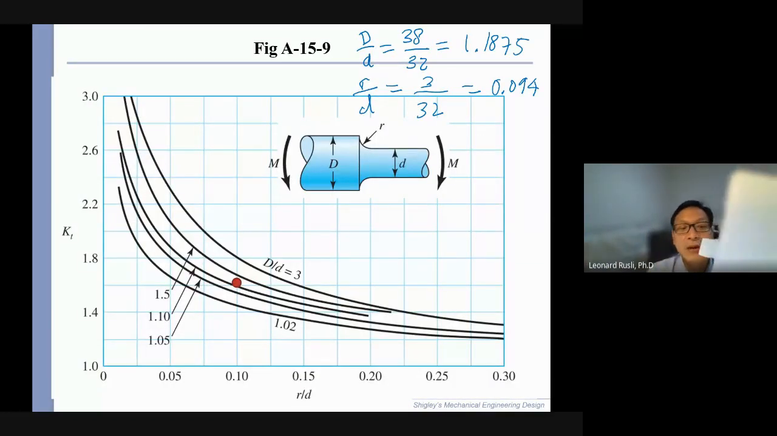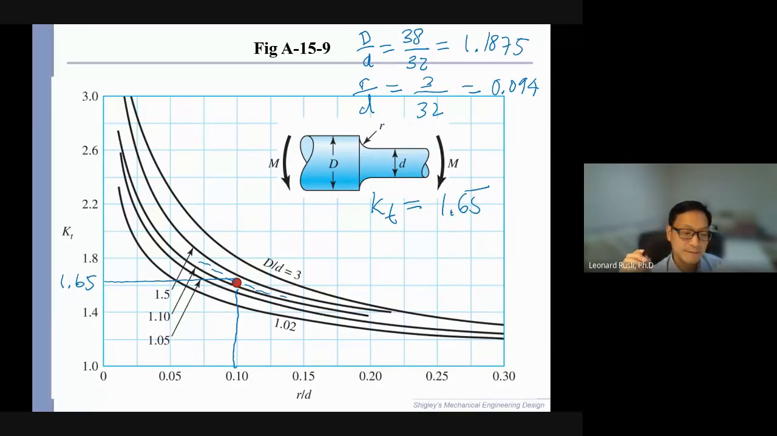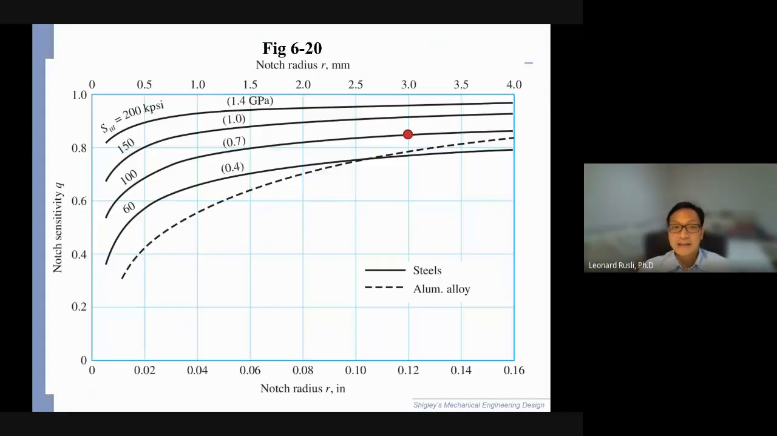Okay, so we have D over d and r over d. Now we are ready to use the chart. D over d is 1.18. Now, this line is 1.5, this line is 1.1, so 1.18 is around that line, approximately. And then r over d is 0.094, which is approximately 0.1. So our KT here is approximately 1.65. Now this is KT, not KF. So from the chart, KT is approximately equal to 1.65. The next thing we have to find is q.